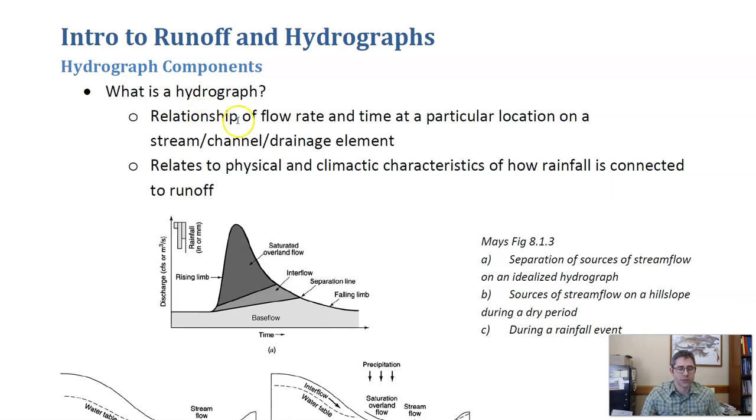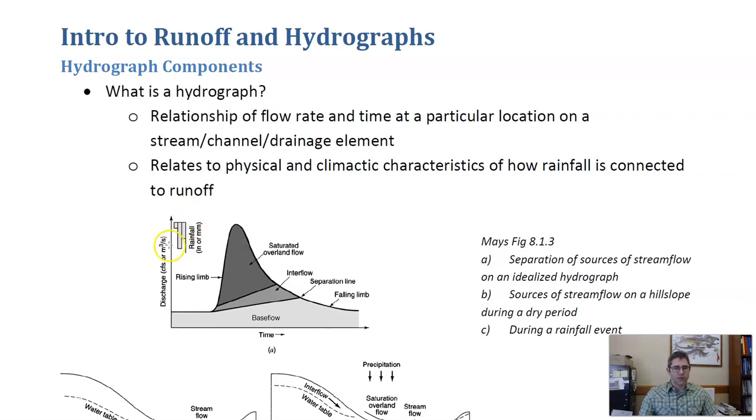So all it is really is a relationship of flow rate versus time at a particular location on a stream channel or drainage element. So you can see an example hydrograph right here, time on the x-axis and flow rate on the y. And we're usually going to use these in response to storm events. So you can see in a dry period here at the beginning of the hydrograph we have base flow, which is that portion that's just draining to a river or creek when there's no rainfall runoff, just from groundwater.